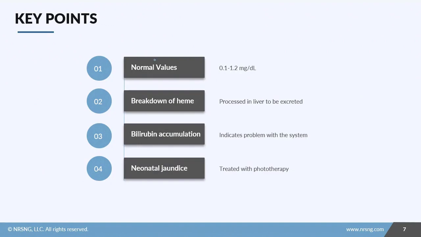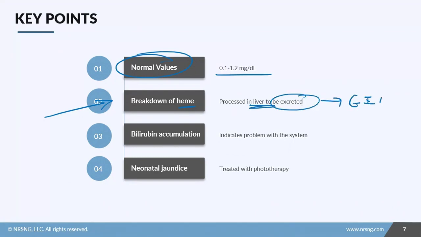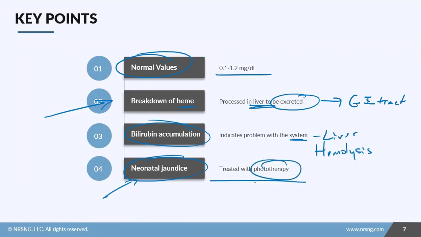All right, so let's recap. Our normal values for total bilirubin are going to be 0.1 to 1.2 milligrams per deciliter. Remember that total bilirubin is involved in the breakdown of heme, the iron-containing component of those red blood cells, and is processed in the liver and then kicked out via the GI tract. You're going to have bilirubin accumulation, which is what we're most concerned about, when there's a problem with the system, particularly the liver, or if you have an excessive breakdown of red blood cells, like an autoimmune disease. And bilirubin is very sensitive to light. So for patients that have neonatal or newborn jaundice, you're going to use phototherapy to treat it.